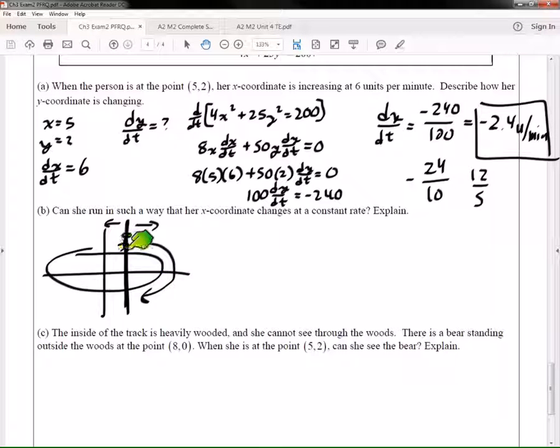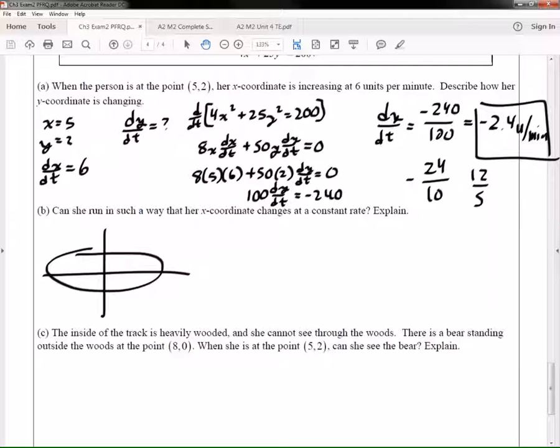Or you can say during the turn, actually right here, even though my runner is running at the same rate, they are now going up and down. They're not going left and right. So their x rate of change is actually going to be 0 at a certain point. Okay, so that was the answer, no. You can't do it. You have to write that in words, but try to simplify it. Now what if I said yes?